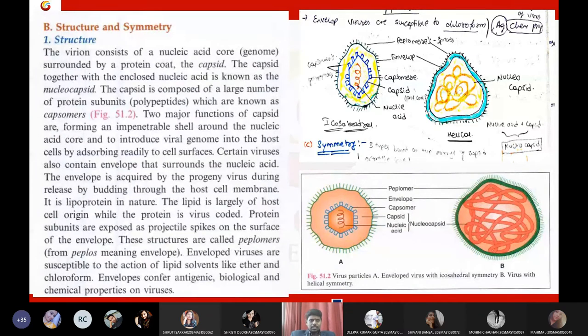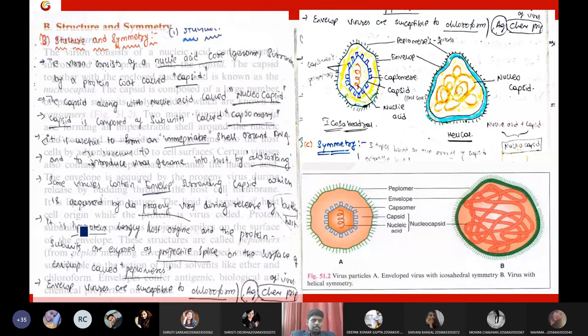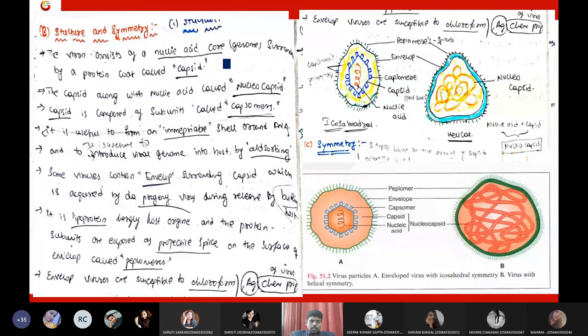In the textbook it is very complex, but I break it down. Here you can see two types of symmetries: this is helical symmetry and this is icosahedral symmetry. A virion consists of a nucleic acid core, which can be either DNA or RNA, surrounded by a coat called the capsid. The capsid along with the nucleic acid is called the nucleocapsid. The capsid is composed of subunits called capsomers. It forms a protective shell around the nucleic acid and is useful for attachment, simply. Some viruses contain an envelope surrounding the capsid, and these are called enveloped viruses. This envelope has projecting spikes called peplomers.